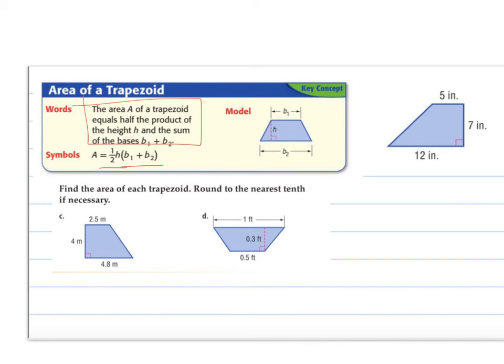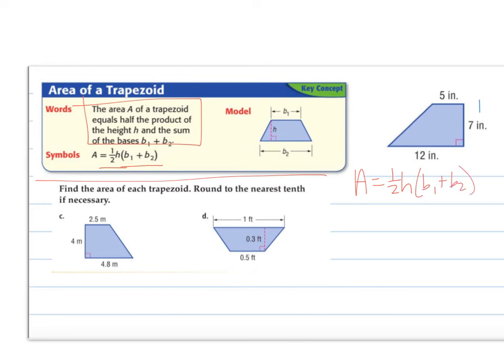And this makes sense too if you were to cut this and move it around. It's actually going to look like a parallelogram, which will help you understand how it's combined. And we'll talk more about that in class. So let's try this one together, and then you can try these two on your own. So I write out my formula. Area is 1/2 the height times the sum of the bases.